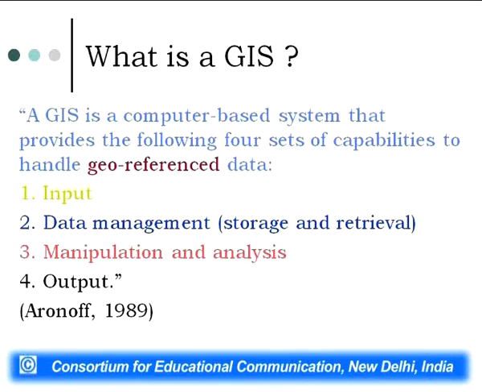Now, there's another definition. A GIS is a computer-based system that provides the following four sets of capabilities to handle georeferenced data. Here the capabilities are data input, data management, storage and retrieval, manipulation and analysis. This analysis is what we are talking about, spatial analysis. It could be in various formats. And finally, we get a very powerful mode of communication, that is a map, that comes out as an output.